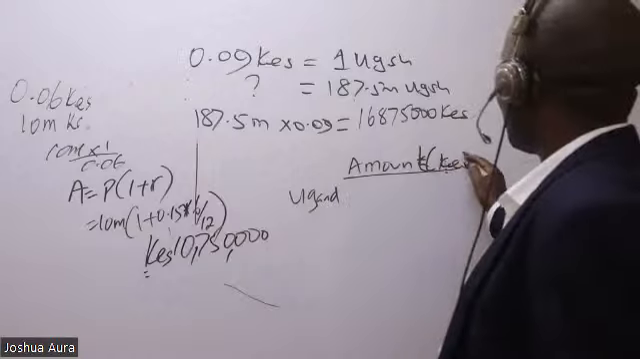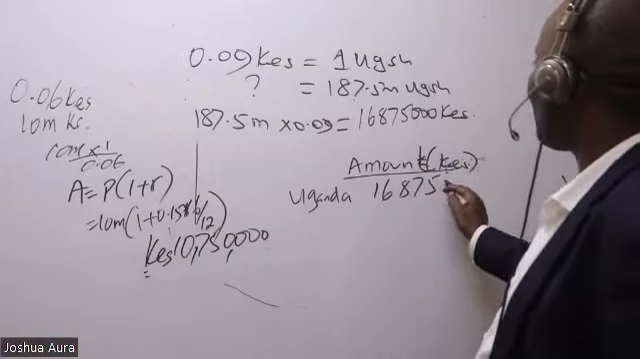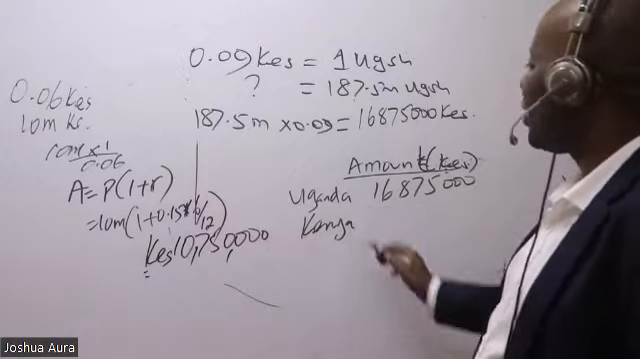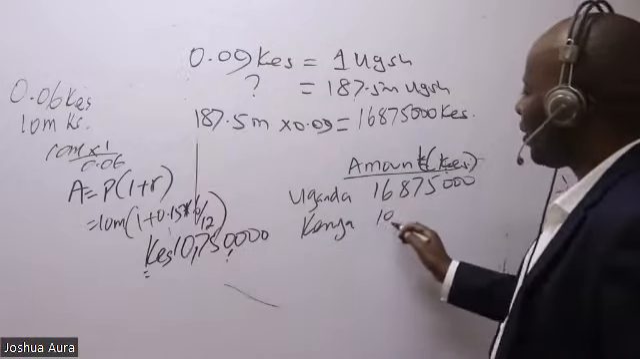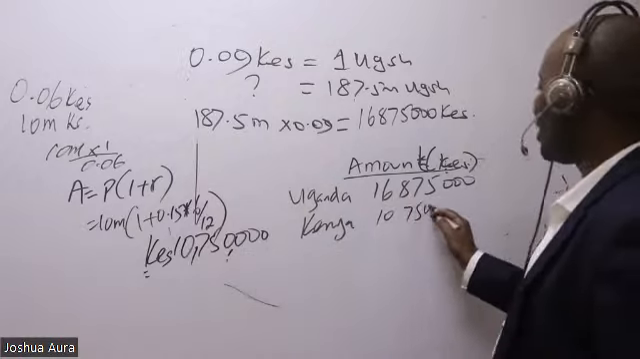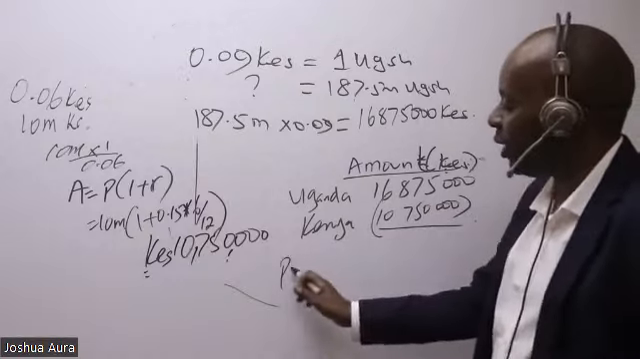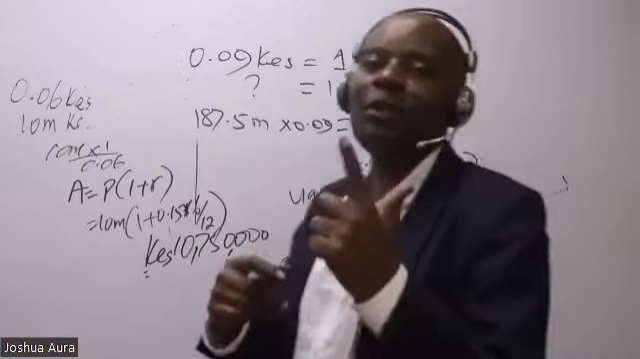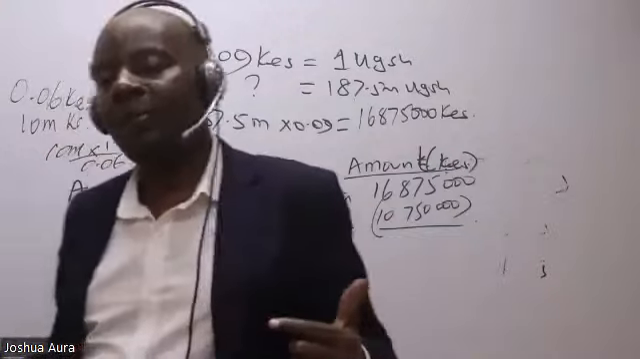Amount in Kenya shillings. The Uganda route is giving me 16,87,500. And then we have the Kenya route. The Kenya route would have given me 10,750,000. So you subtract, and you should be able to get the profit from taking advantage of what here? Interest rate differences between the nations to make a risk-free profit.